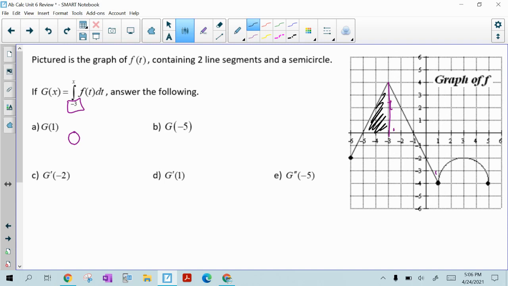Got it. No problems on this. It's going to be just 1/2. Base is 2, height is 4, and so I'm going to be looking at 4, right? Or am I? What's wrong with this? Wait a second. How come I can't just say it's 4?